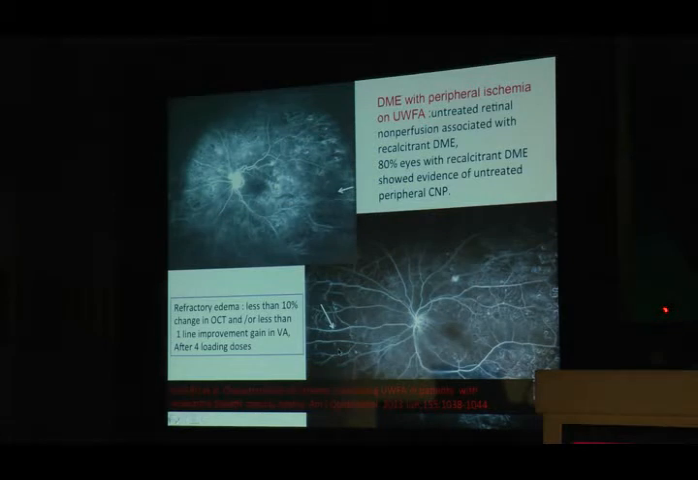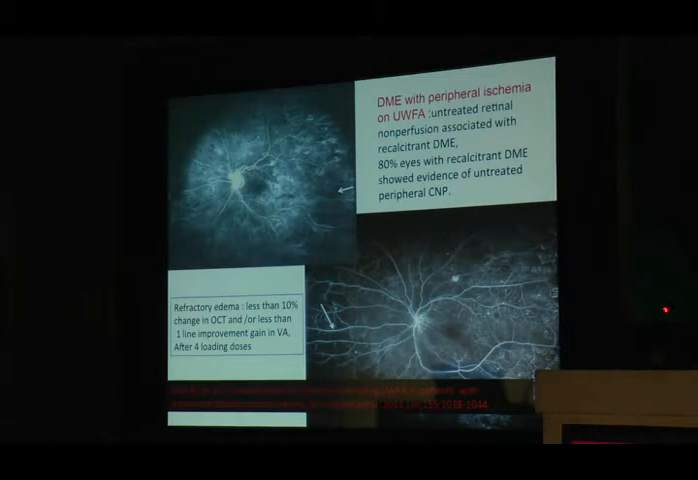People have calculated the ischemic index, and they've said that this patient is prone to go into PDR. Now, refractory DME is something I'd like to tell you about in this short talk, because it's difficult to get a proper definition. I personally felt, based on the drcr.net protocol T, I and E, and protocol S, that it's basically less than 10% change in the OCT thickness in microns, and or less than 1 line improvement gain in visual acuity after about 4 loading doses, 4 to 6 doses.